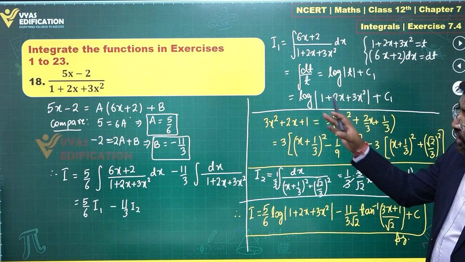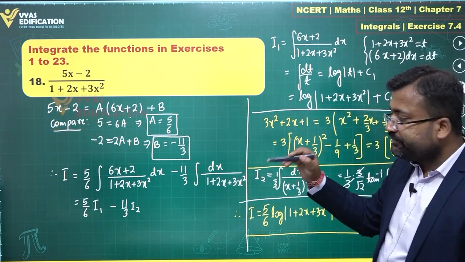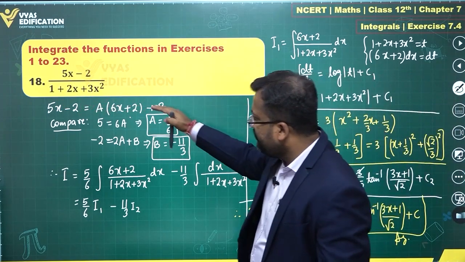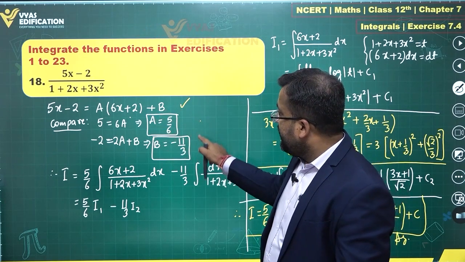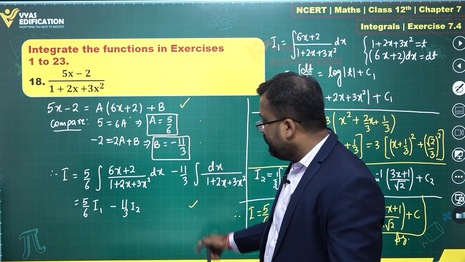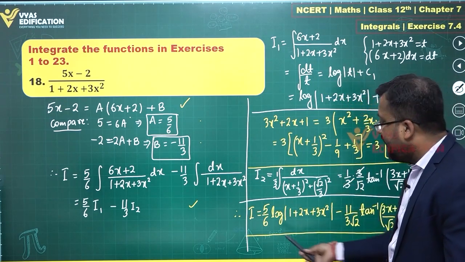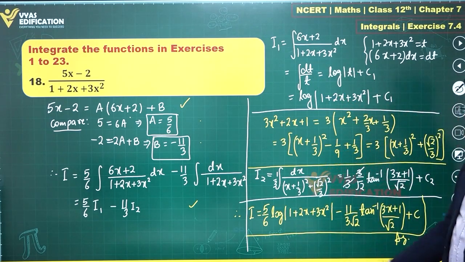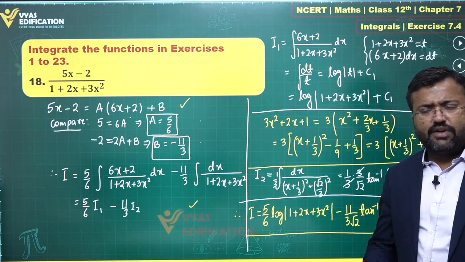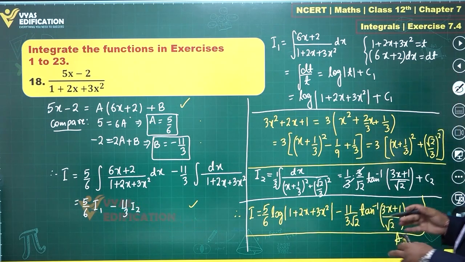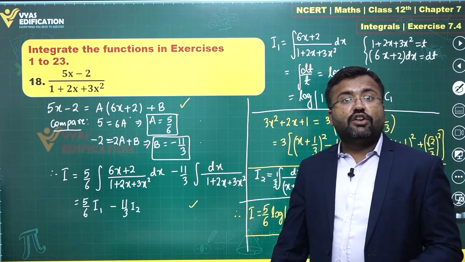Now, in all such questions of linear upon quadratic or linear upon root quadratic form, you'll have to follow similar steps. First you write this expression. You find the values of a and b by comparing the coefficients. You write in terms of two integrals I1 and I2. Then you solve I1, you solve I2, and write the final I in terms of I1 and I2. That's the approach that you will follow in all such questions. So this is the 18th question for us. Let me move aside. You can take a look at the complete solution over here, and we'll move on to the next one after this.